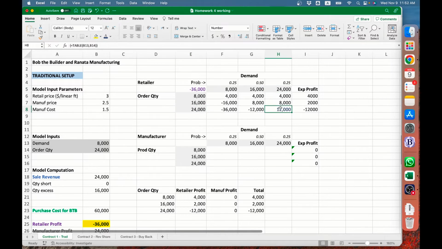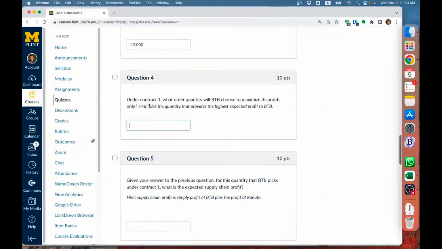But there's only a 25% chance of this happening, and in the other scenarios she makes big losses, so the expected profit is minus 12,000 here. This is a very high risk strategy to order so much, but to maximize our expected profit, this would be our strategy as Barbara. So expected profit is being maximized by ordering 8,000 linear feet.